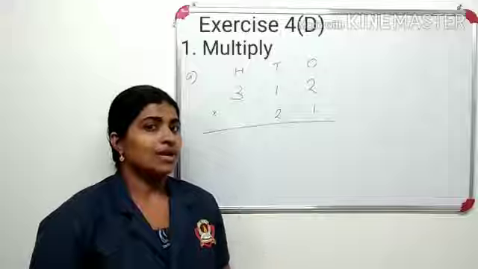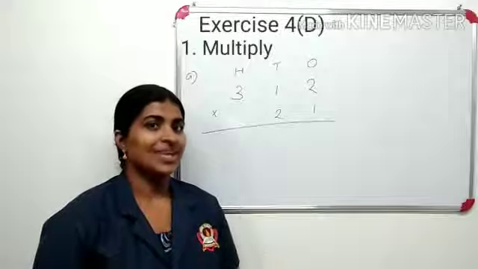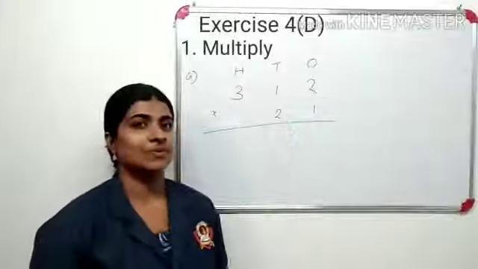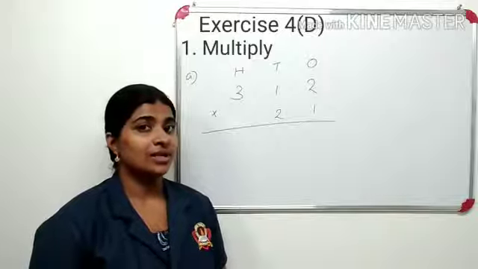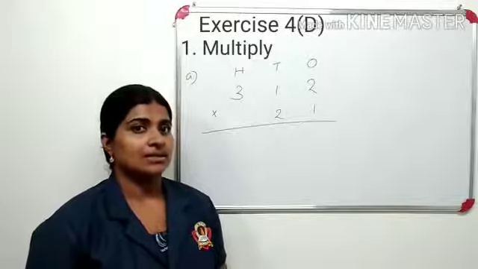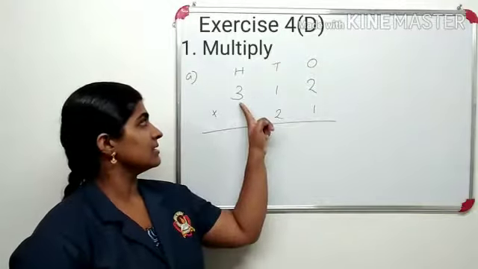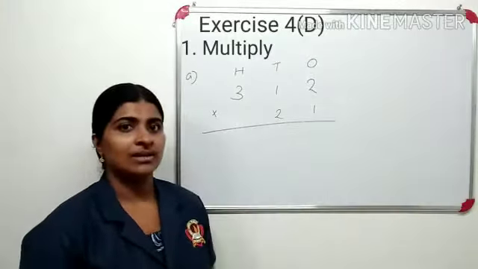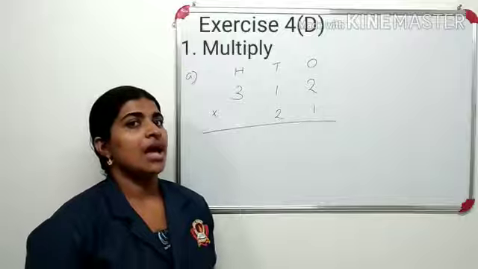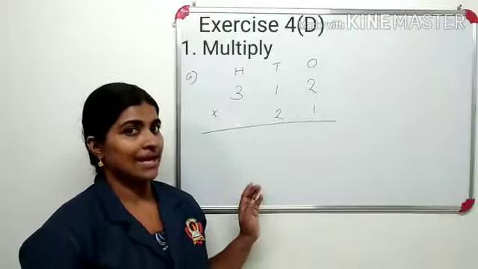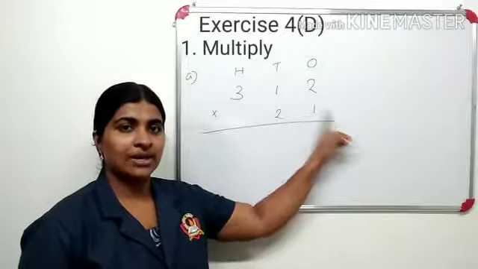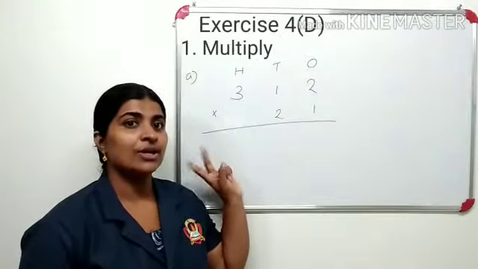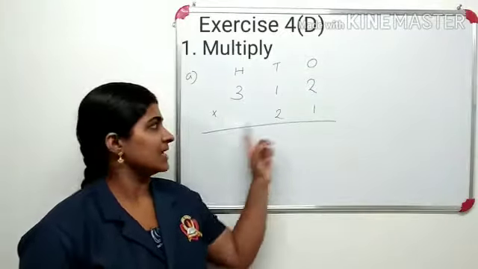Which number is our multiplicand? Yes, 312 is our multiplicand. And how many digits are there in 312? Yes, 3 digits, that is 3, 1, 2 are the digits in the multiplicand. And which number is our multiplier? Yes, 21 is our multiplier. And how many digits are there? 2 digits. Which are they?